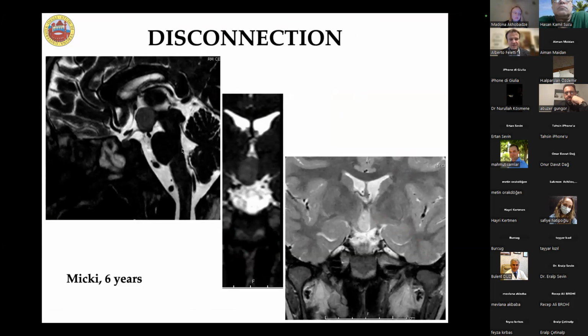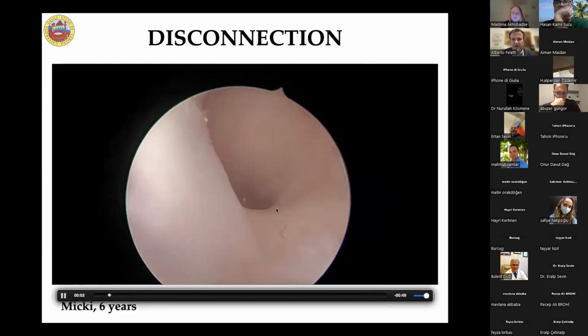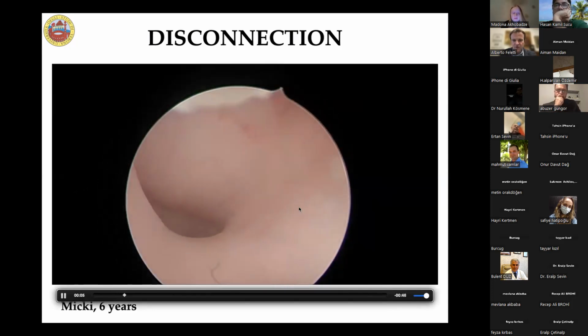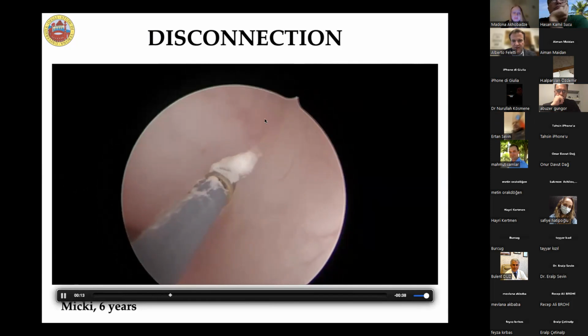This patient is a 6-year-old with a hypothalamic hamartoma. This patient had gelastic seizures, and in such patients, endoscopy can be used to make a disconnection of the hamartoma from the hypothalamus. I used in this case a rigid endoscope. Here I'm entering the third ventricle. This is the wall of the third ventricle, and this is the hamartoma. Basically, what we have to do is make a disconnection at this level.